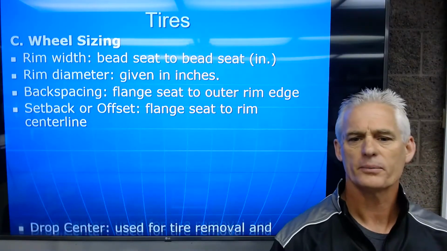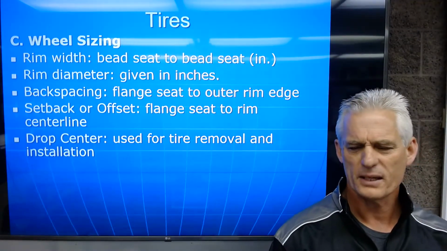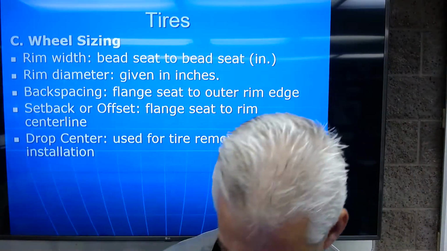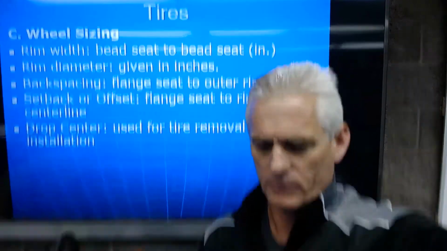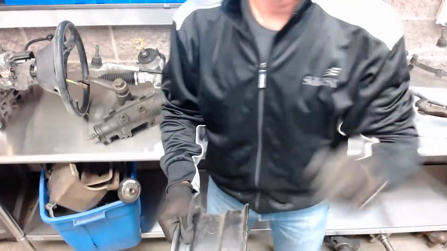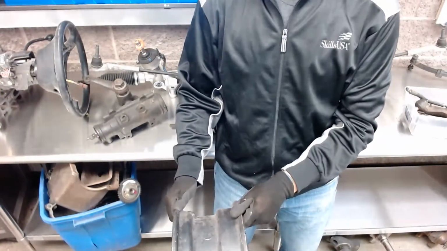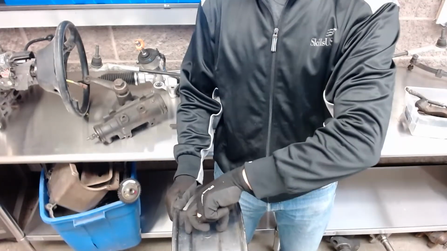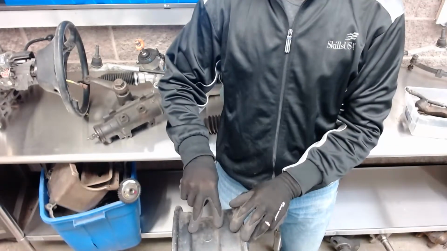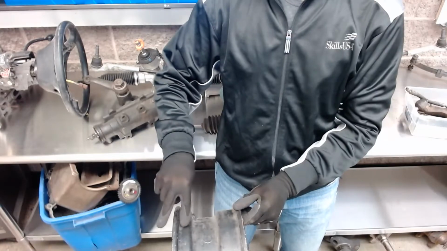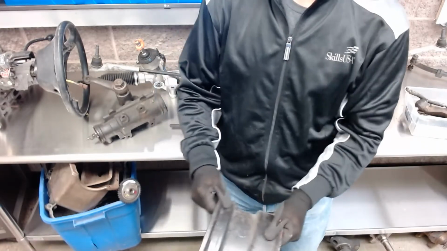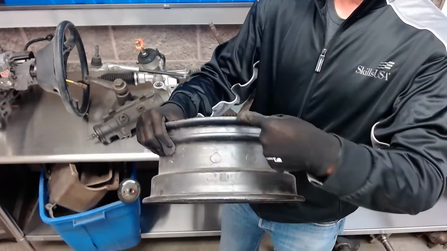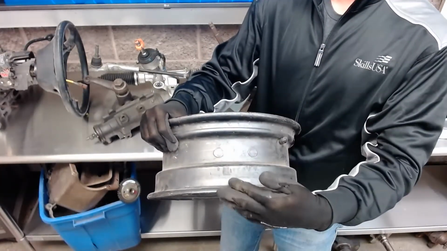Let's keep going here. The drop center of a wheel is used for tire removal and installation. So here's the drop center. If you just turn the camera down here, you can see the drop center. You'll notice that the center deep part of the rim, right here, is biased to this side right here. That means when you install the tire, we're going to put it on and off on this side and not try and take it on and off on this side.